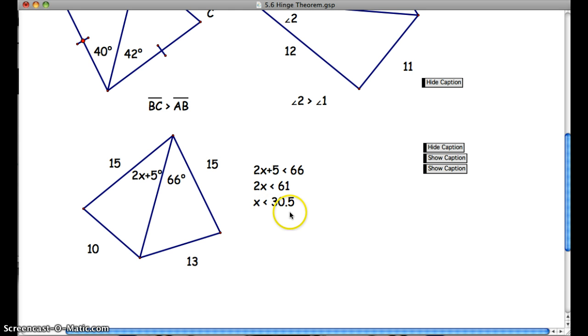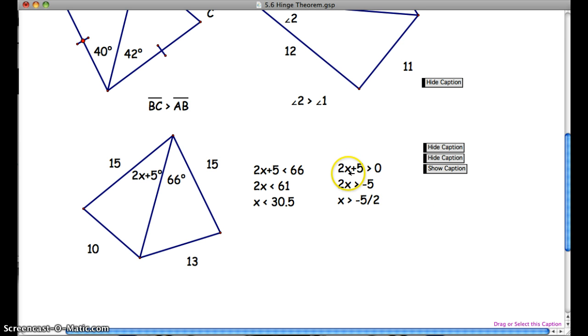So as long as x is less than 30.5, then I know my angle measure is going to be less than 66 degrees. Now, there's a catch to that. Can I have a zero angle measure? Can I have a 0 degree for an angle? No, I cannot. So I have to find another end to that range, just like we did yesterday. There's going to be a range here. So I've got to set this equal and say it's going to be greater, not equal. Set it greater than 0 because I can't have a 0 angle measure.